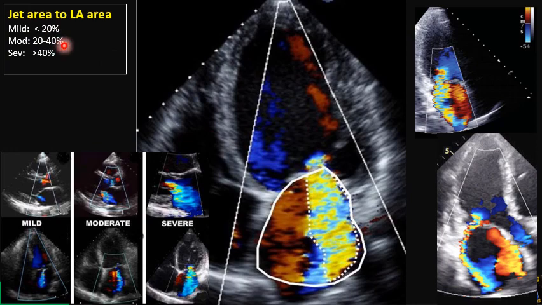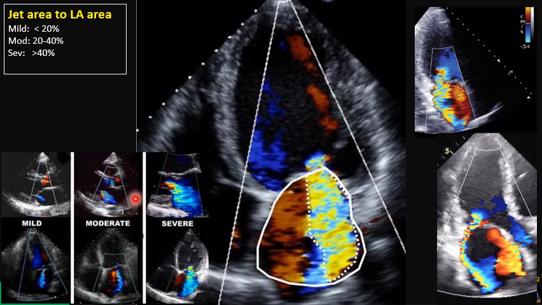If the ratio of the jet area to the LA area is less than 20%, it is mild. If it's between 20 to 40%, it is moderate. If over 40%, especially 50%, it is severe. Just remember, you can even guess with eyeball guessing. You don't even need to measure it.